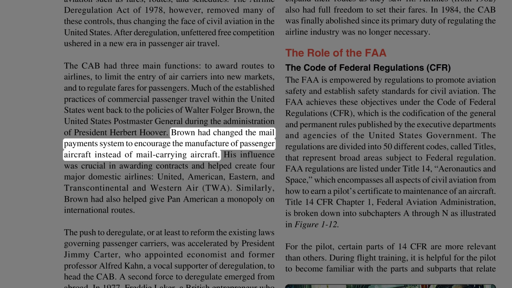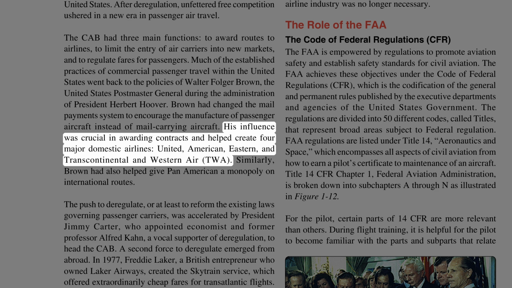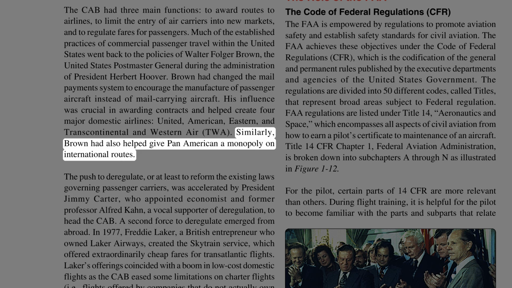Brown had changed the mail payment system to encourage the manufacture of passenger aircraft instead of mail-carrying aircraft. His influence was crucial in awarding contracts and helped create four major domestic airlines: United, American, Eastern, and Transcontinental and Western Air (TWA). Similarly, Brown had also helped give Pan American a monopoly on international routes.